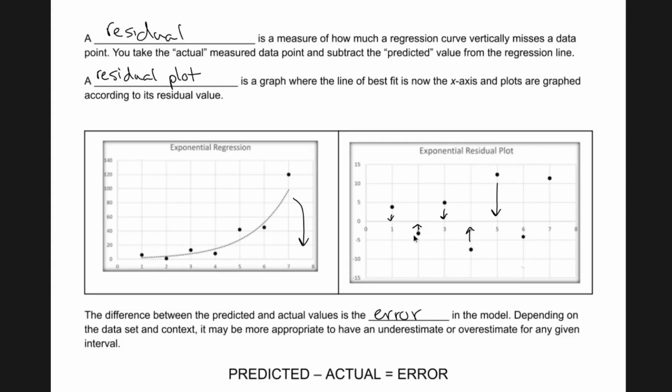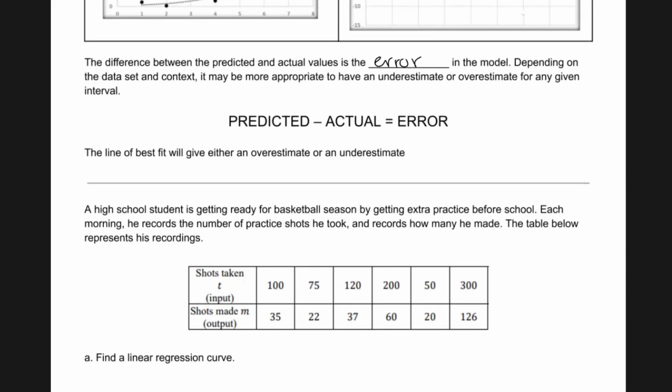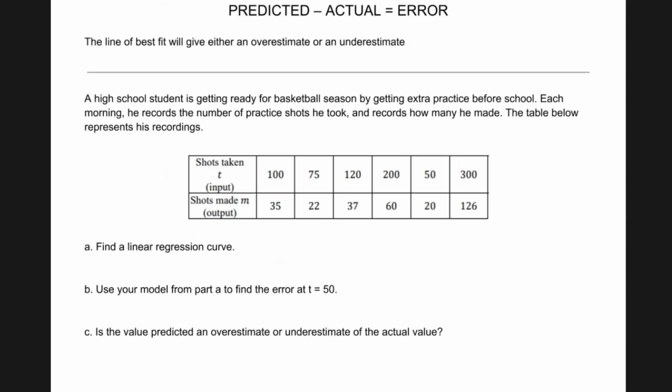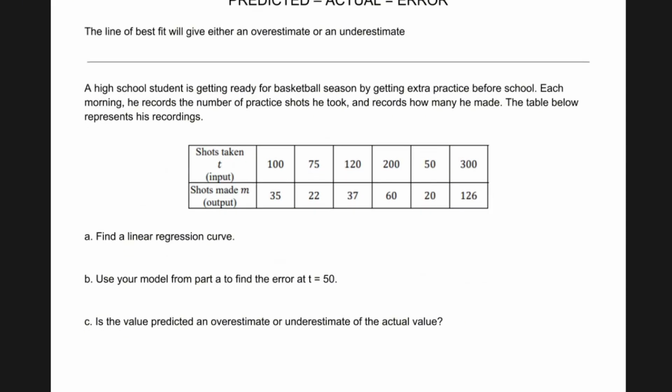So according to this, if I were to plug in 5, I should get 0, which isn't true. But I actually get that point up there. So that's the underestimate, that's the error. The line of best fit will either give an overestimate or an underestimate. So we're going to run to our calculator again, and we're going to do a little bit of stuff right here. So remember, the error is the predicted minus the actual value.